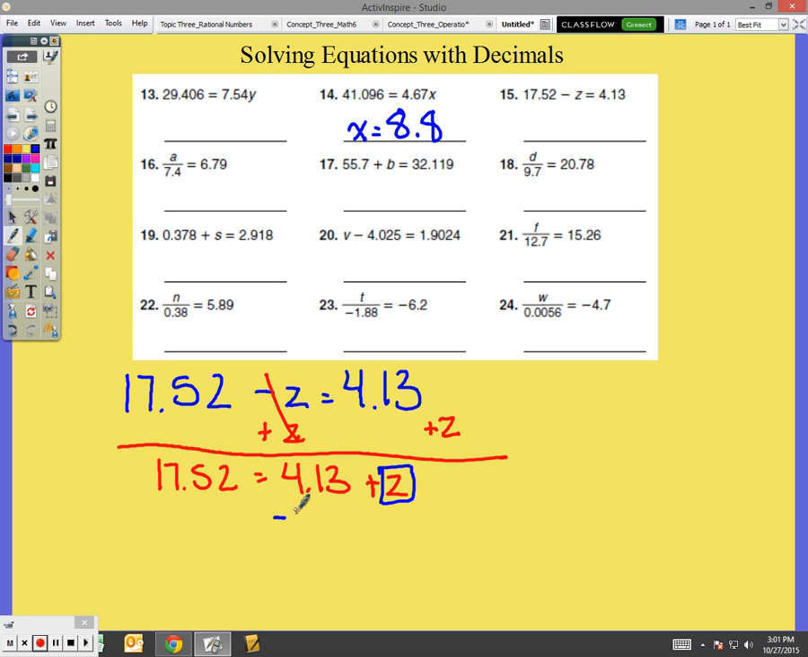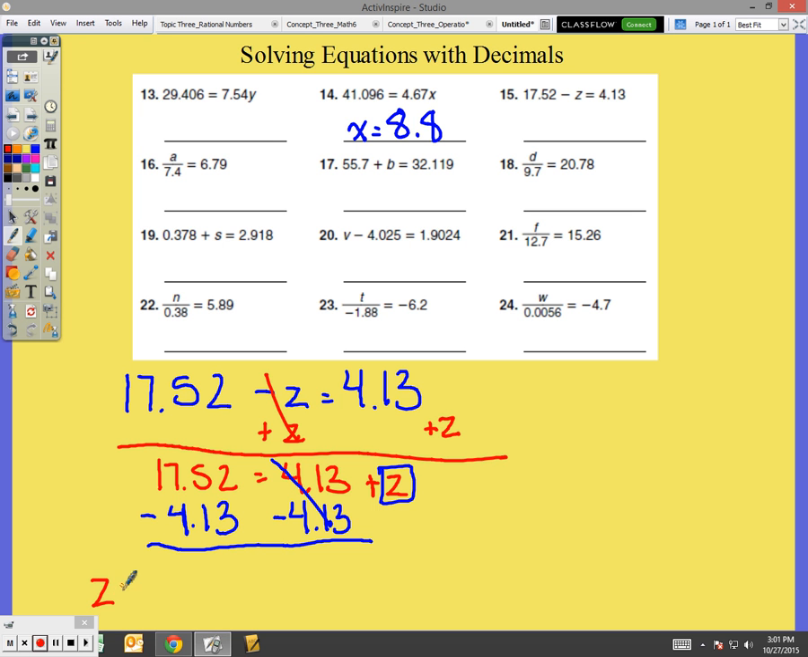Well, to do that, I'm going to subtract it from both sides. So minus 4 and 1300ths. Now, if I did a little estimation here, I really have 17 minus 4, which would give me 13. So I know my answer should be somewhere around 13. That is gone. I'm just left with the z now.